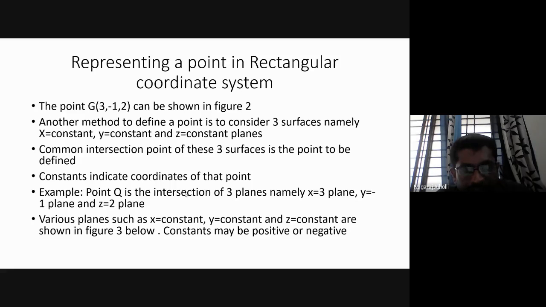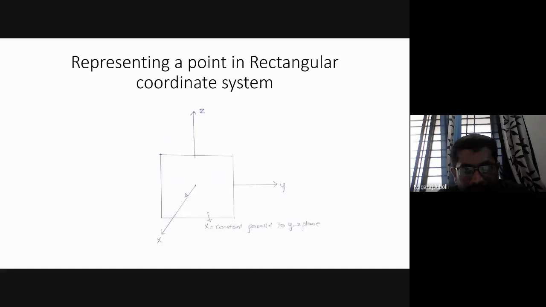Various planes such as x equal to constant, y equal to constant, z equal to constant are shown here. And as I told, constants may be positive or negative.